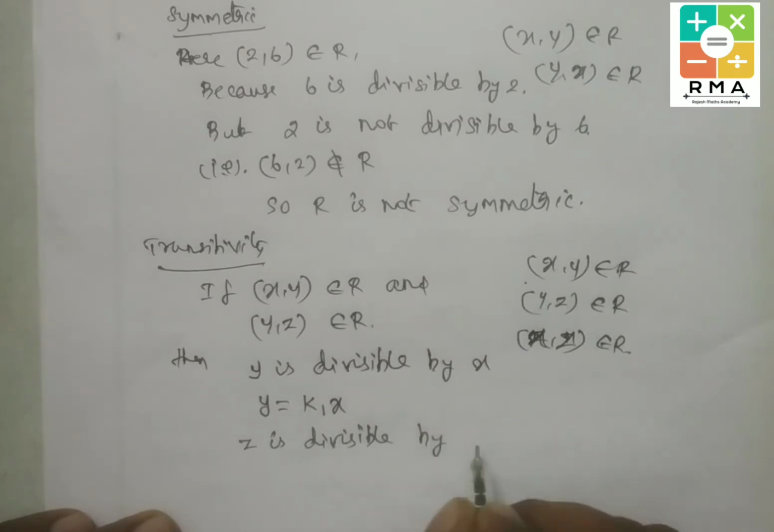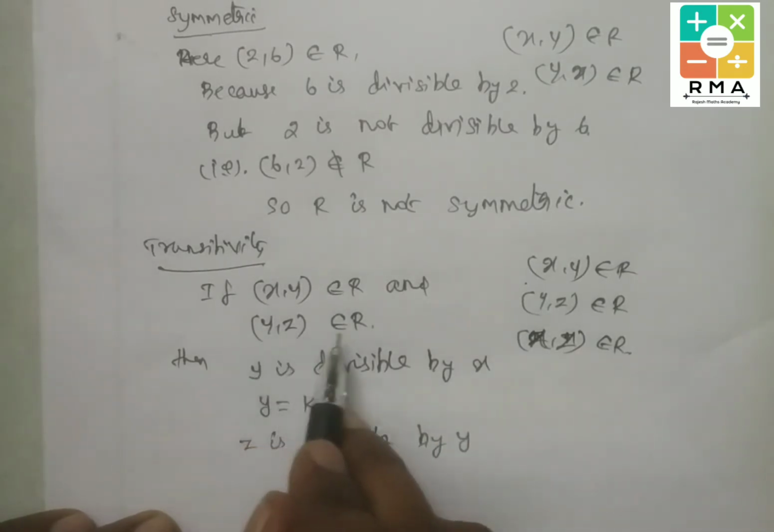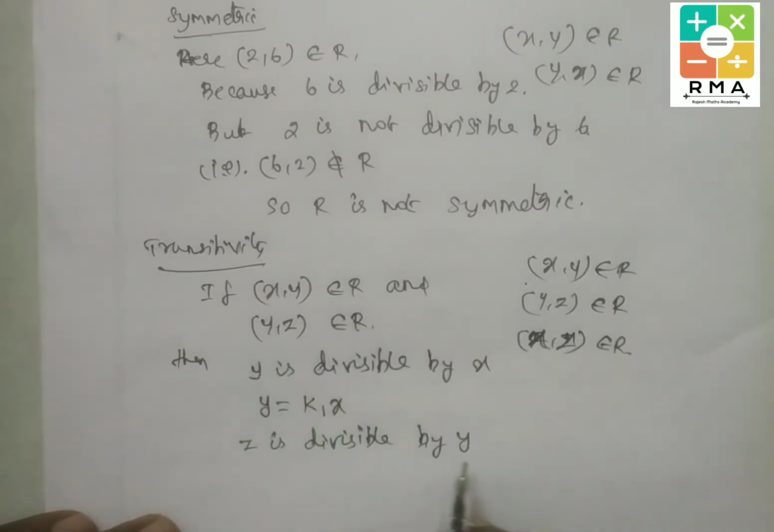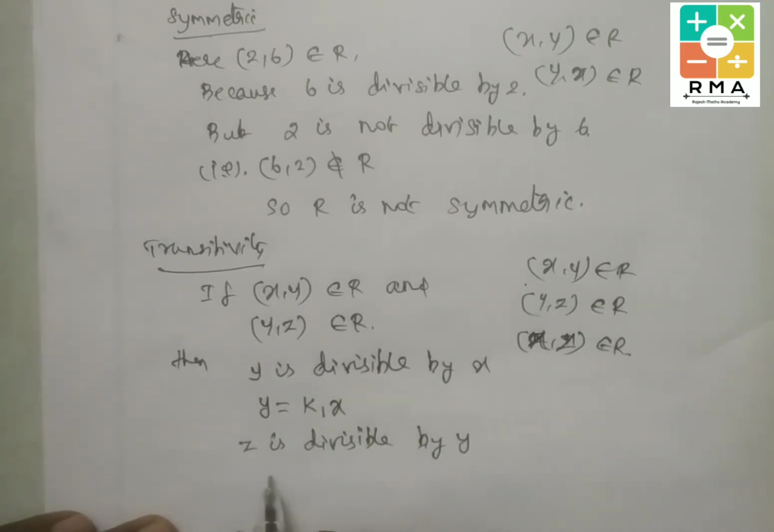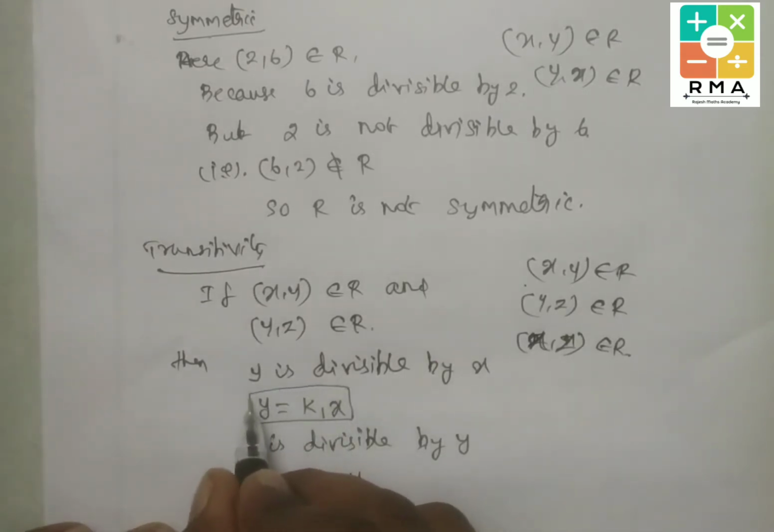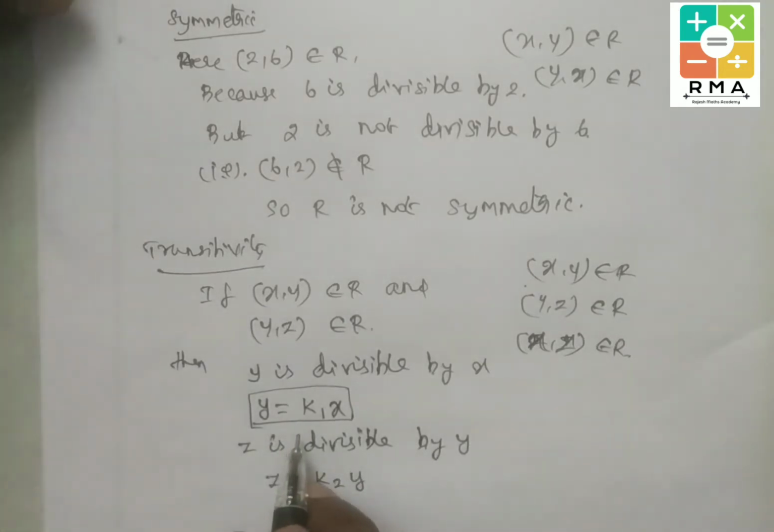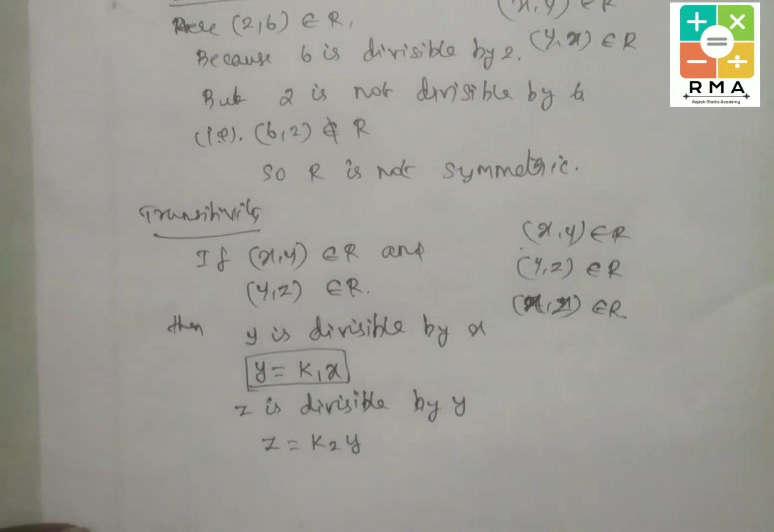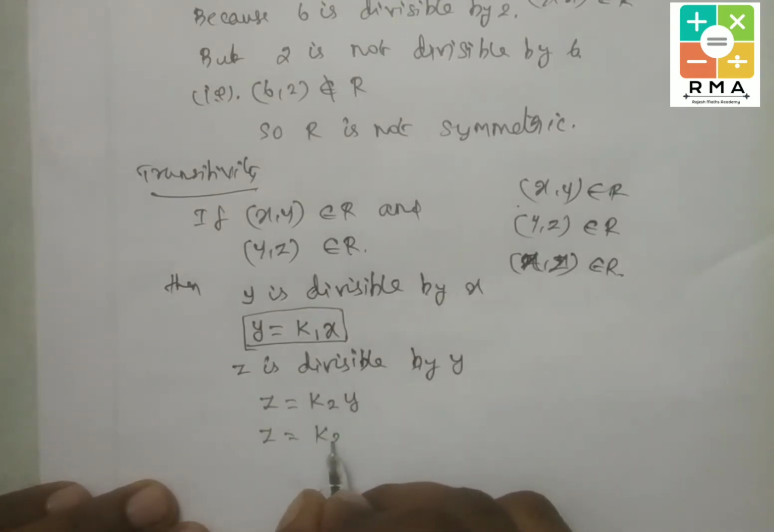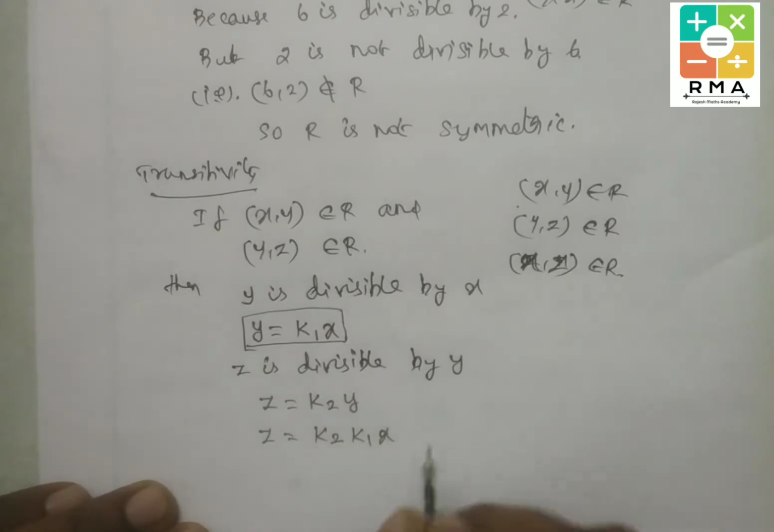Z is divisible by y, because (y, z) belongs to R, so z is divisible by y. So z is divisible by y means y is a factor of z. So we can write z equal to some constant k2 into y. We have already found the value of y, y equal to k1 into x. So substitute y equal to k1 into x here. So z equal to k2 into k1 into x.